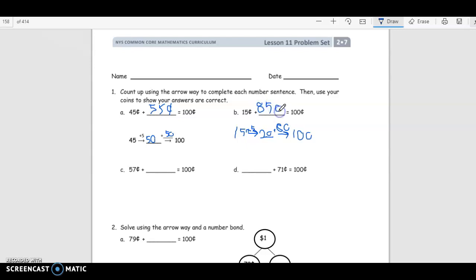Okay, so when you do C and D, it'll be the same. You'll draw out the arrow way. You start by going to the next 10. So the next 10 after 57 would be 60. Okay, and this one is the same way. Just start with the 71, even though it did it backward in the problem.